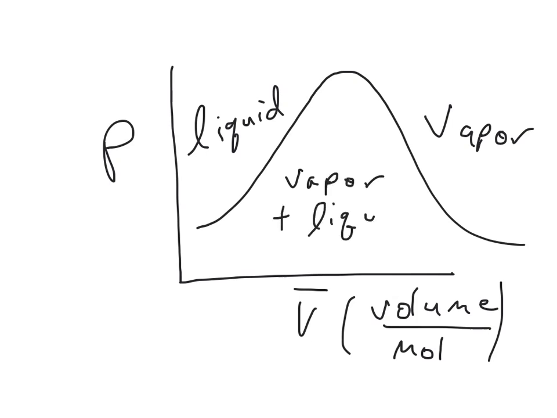And so this region right here in the middle, this is a mixture region. So it's a place where we have different phases in contact with each other and in equilibrium with each other. And the best example I can give you of this is boiling water.